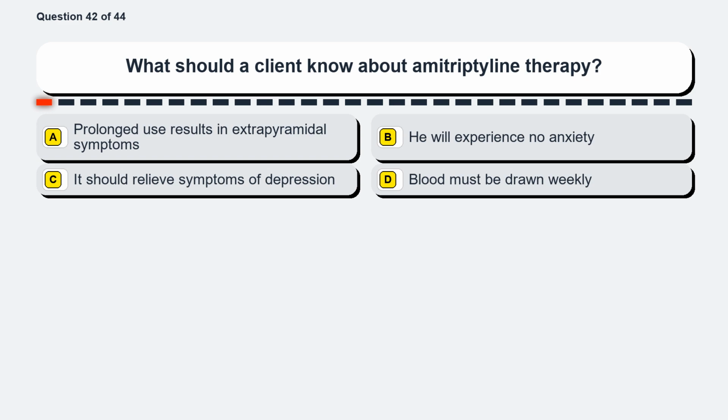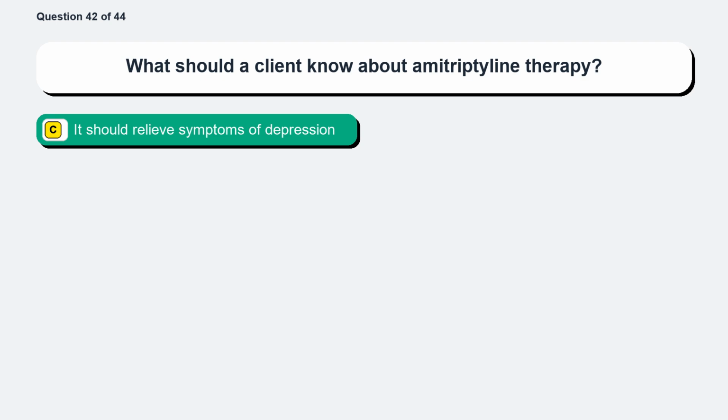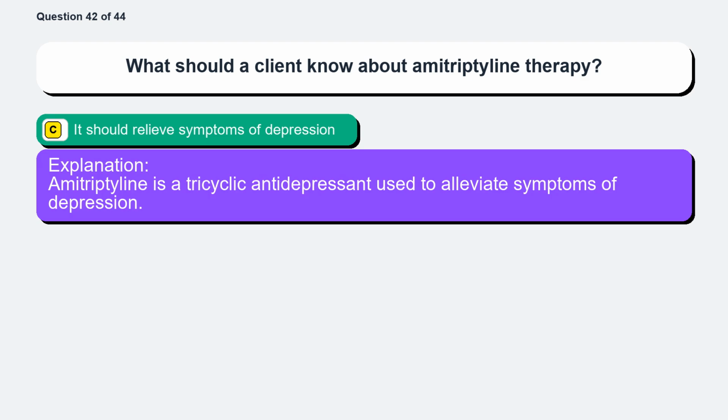Question 42. What should a client know about amitriptyline therapy? Option A. Prolonged use results in extrapyramidal symptoms. Option B. He will experience no anxiety. Option C. It should relieve symptoms of depression. Option D. A blood must be drawn weekly. The correct answer is option C. It should relieve symptoms of depression. Amitriptyline is a tricyclic antidepressant used to alleviate symptoms of depression.